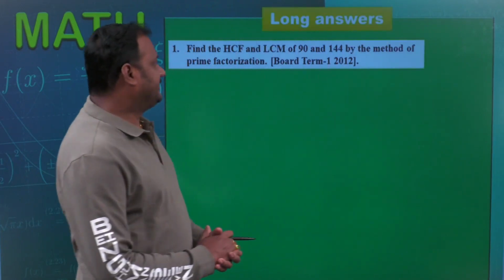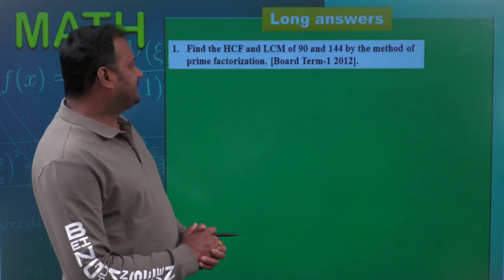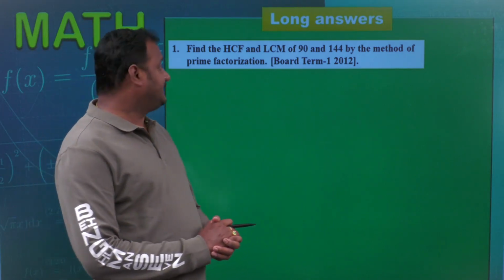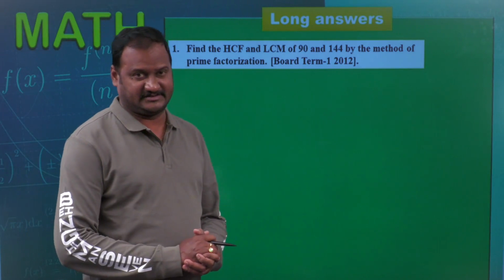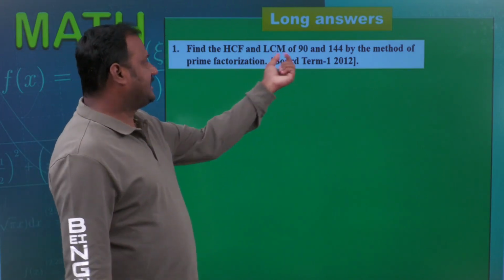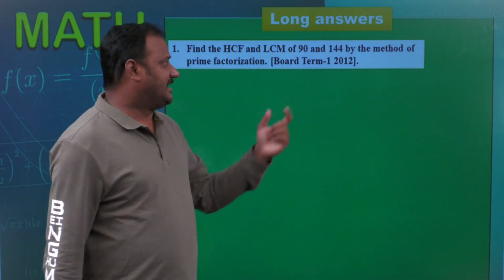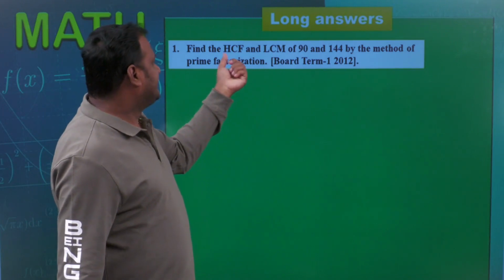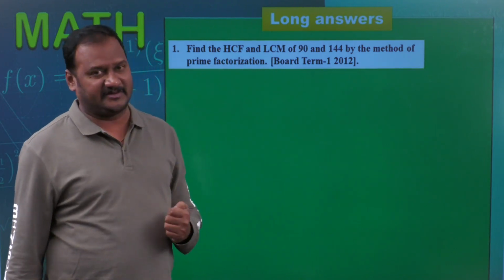Coming to the first problem here. Find the HCF and LCM of 90 and 144 by the method of factorization. So by the method of factorization means what? You will have to split 90 into factors as well as 144 into factors, and then you will have to find what is the HCF as well as what is the LCM of the numbers.